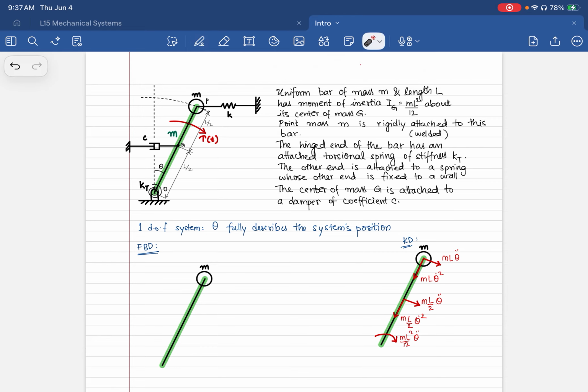Well, this spring is oriented horizontal. So starting from this position, it would be horizontal, and then as it moves down, we assume that it still remains horizontal. But it's not along the direction of gravity. And so that means that the static deflection in this spring will not be counteracting gravity, which means then that the gravitational force will exist. So you do have to draw mg here. And don't forget, there's another mg here.